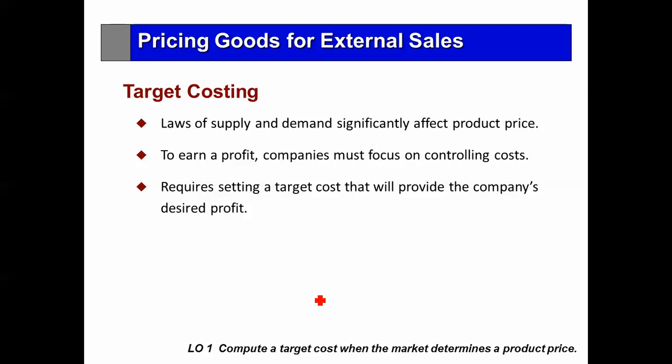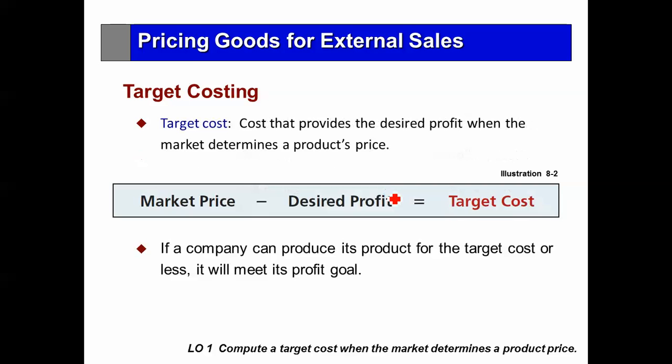So what you have when you're in this kind of a market is this. You look at the supply and demand for that product at that particular price. To earn a profit, then you must focus on producing that product and selling it for that price. Therefore, the key thing is to control costs. And how well you can control the costs will end up with your desired profit.